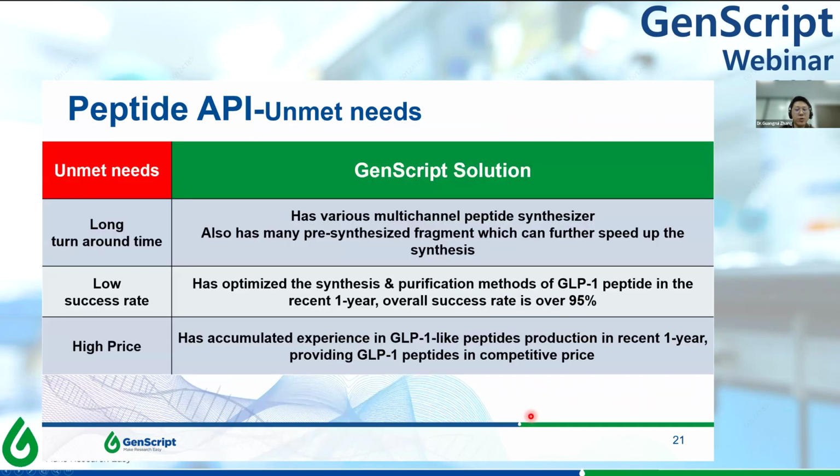For GLP-1 receptor agonists, there are some unmet needs. For the long runtime, we have the multi-channel peptide synthesizer, and also many pre-synthesized fragments, which can further speed up the synthesis. And for the low success rate, we have optimized the synthesis and purification method of GLP-1 peptides over the recent 1 year, and the overall success rate is over 95%.